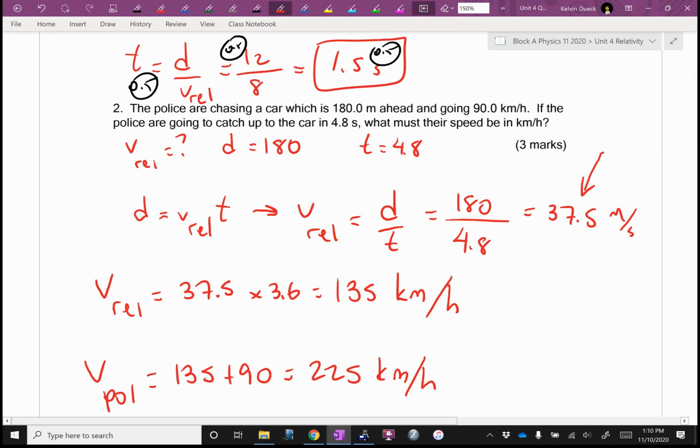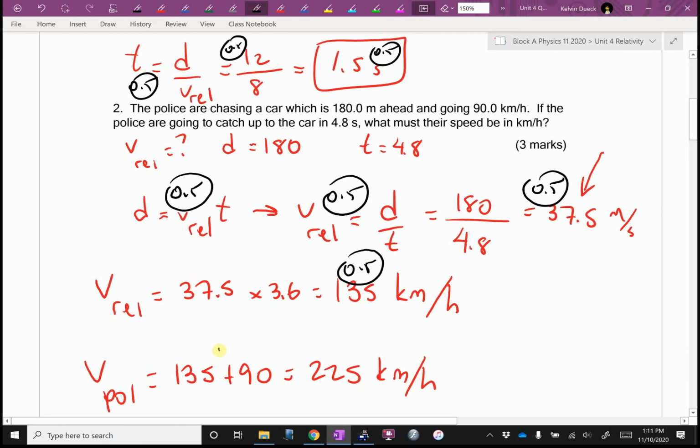If you did not, I would probably go something like this. Half mark if I saw that. Half mark if I saw that. Half mark if I saw that. Half mark for converting that. Half mark for realizing you added them together. And a half mark for the answer.